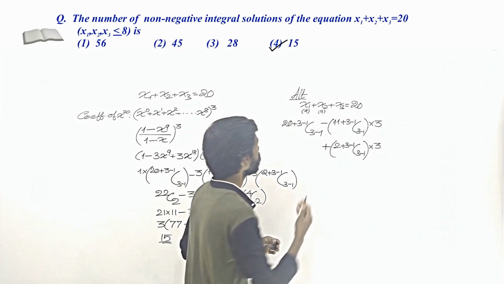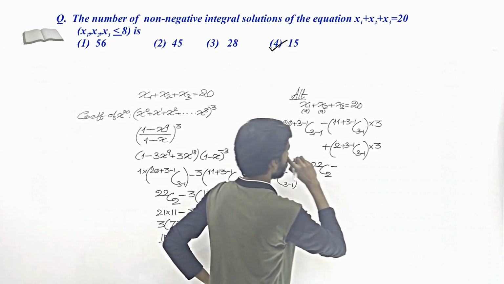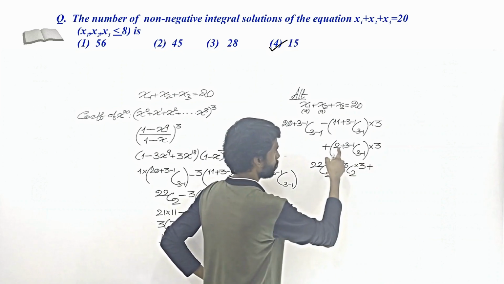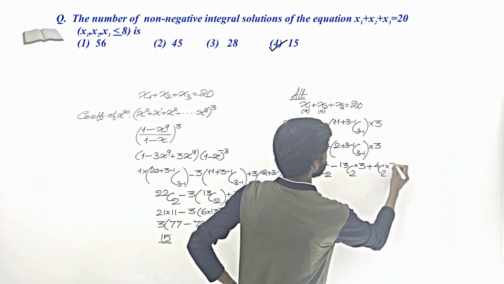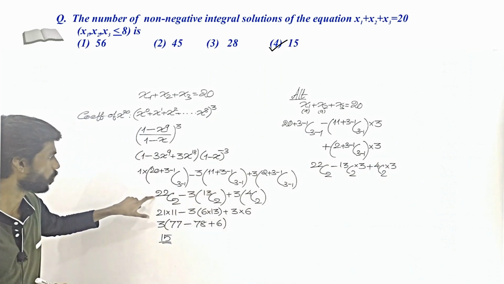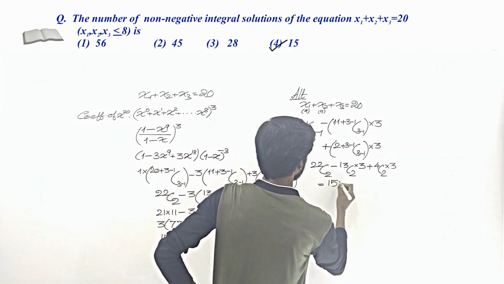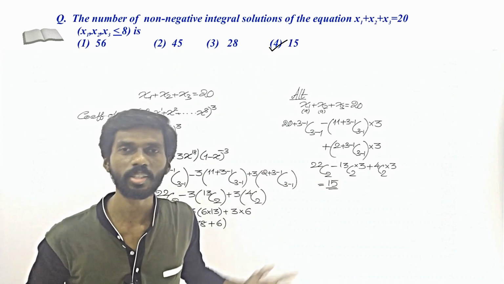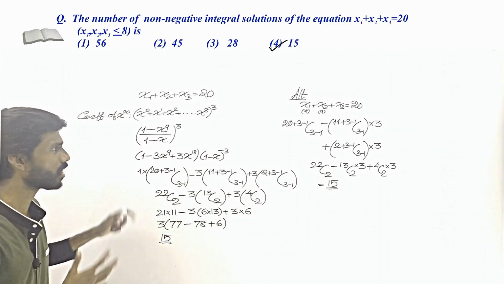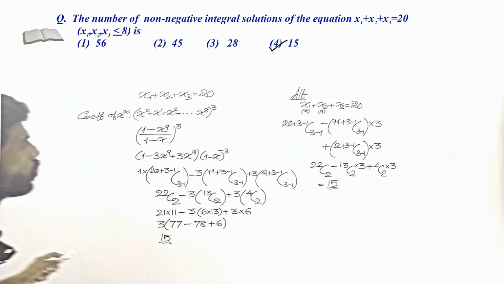So now let us do the calculation here. This value is 22 C2 minus 13 C2, that is 11 plus 2, multiplied by 3, plus 4 C2 times 3. If you observe, that expression is the same as this expression, so basically the answer will be the same. So this answer will be 15. Alright, so that is the answer to the question. For this type of question, when the upper limit is given, you can either use the multinomial application here, or we can use the inclusion exclusion idea. So 15 is the answer to the question.